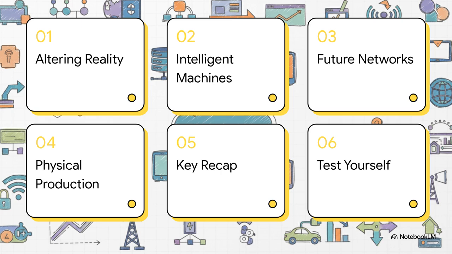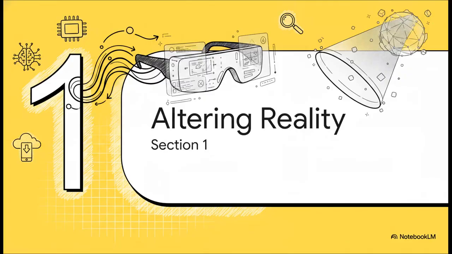So here's our game plan. First, we're going to explore how tech is actually altering reality itself. Then we'll jump into the intelligent machines that live in it, we'll uncover the future networks connecting them, and we'll see how physical stuff gets made is being totally transformed. Oh, and definitely stick around for a super quick recap and a few exam-style questions to make sure all this stuff really sinks in. Okay, let's dive right into Section 1, Altering and Enhancing Reality.